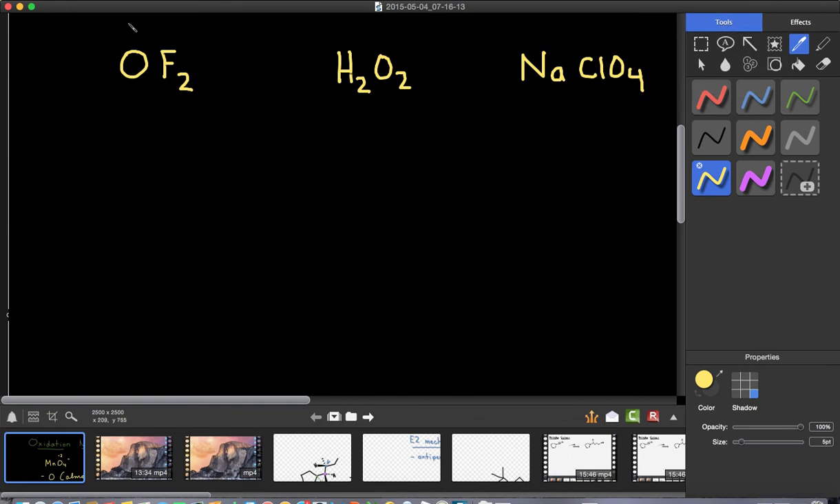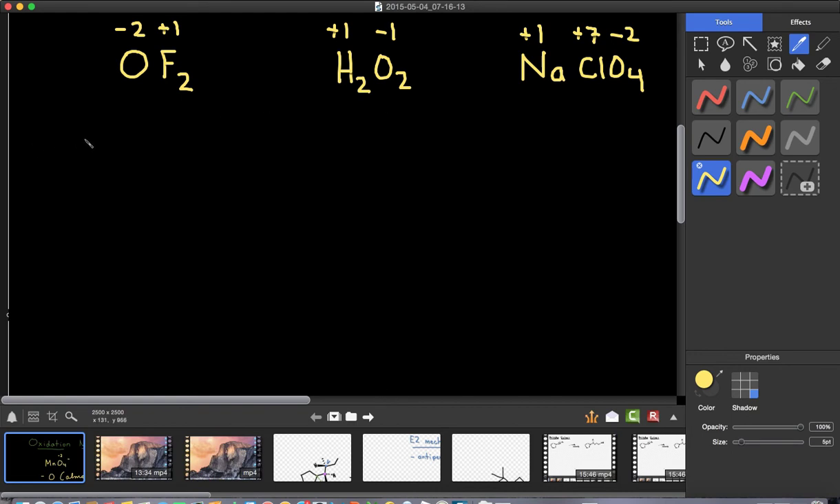So with OF2, oxygen's going to be -2, which means each fluorine will have to be +1 to make it a neutral molecule. In H2O2, each hydrogen is +1, each oxygen is -1. Of course, sodium is going to be +1 always. Each oxygen is -2, which means chlorine in this case has to be +7.